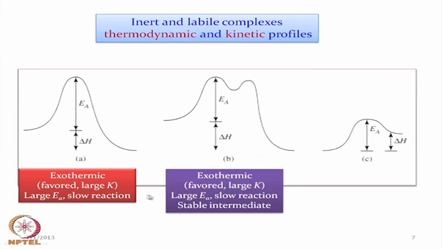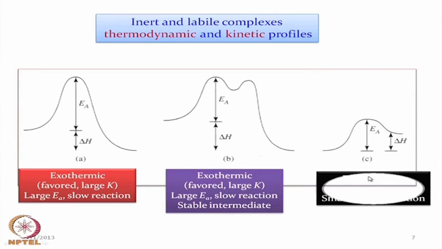In the second case, this is also exothermic, favored by large K, large EA, slow reaction, but it has some stable intermediate. The difference between A and B is that here we do not have some depression and we have no such stable intermediate, but in this particular case we have a stable intermediate. So, though everything else is the same, we can consider that the nature of the reaction is different, because in this case we have the stable intermediate.